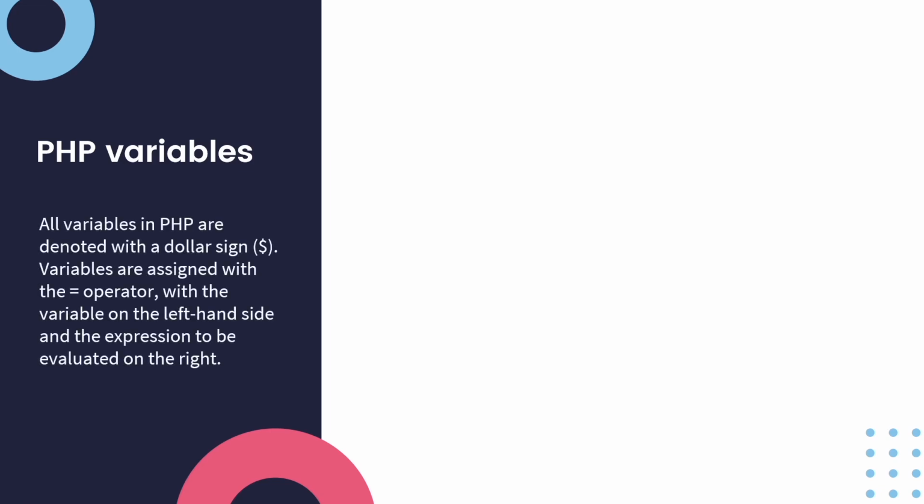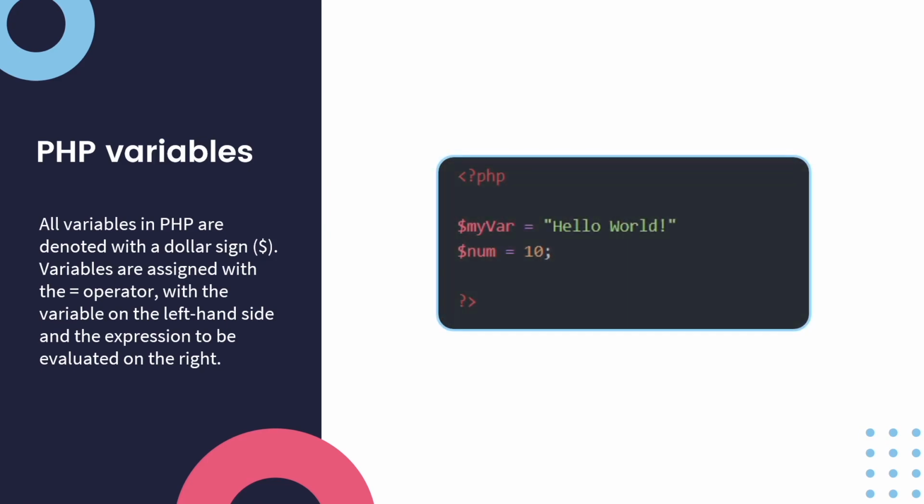So all variables in PHP are denoted with a $ sign. As mentioned previously, we first specify a $ sign followed by the name of the variable. Variables are assigned with the equal operator, much like in JavaScript, with the variable on the left-hand side and the expression to be evaluated on the right-hand side. Let's take a look at a quick example. In my very basic PHP script over here, I've got two variables, one called myVar, which is equal to hello world, and a second variable called number, which is equal to an integer of 10.